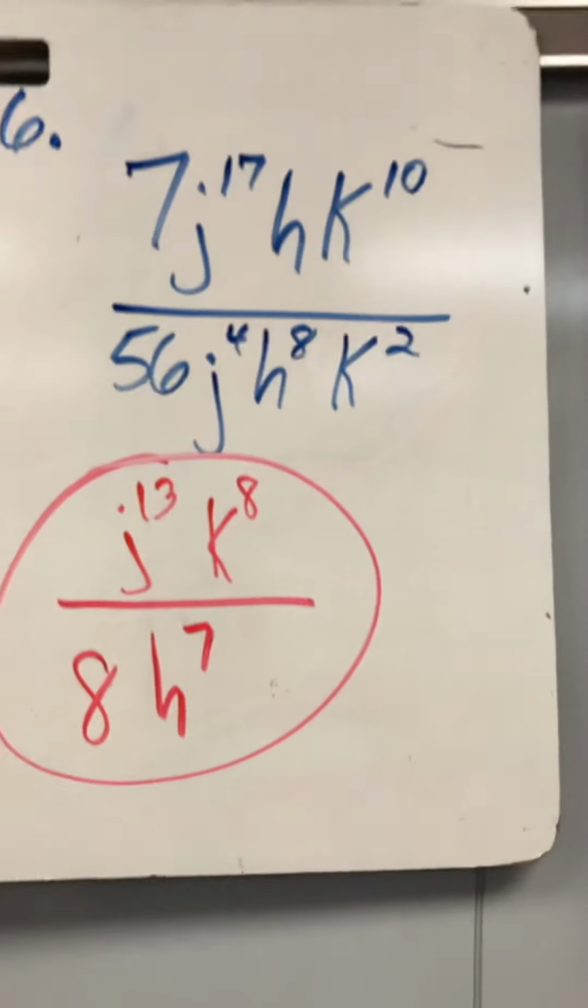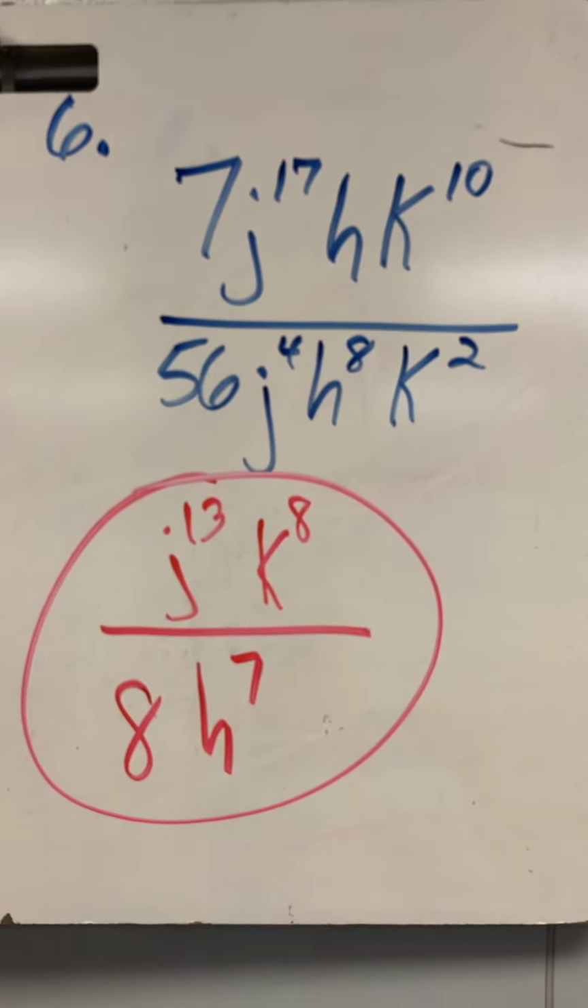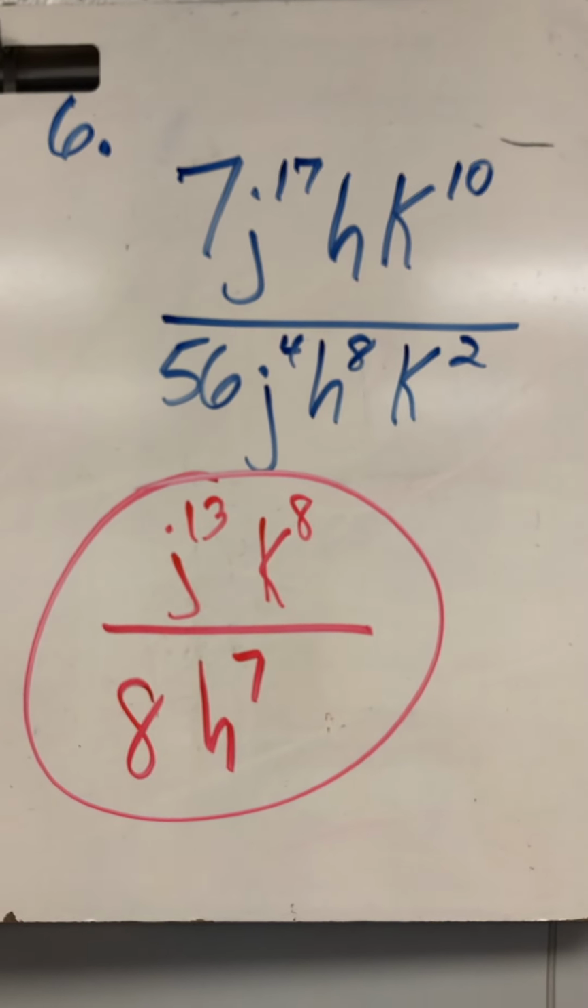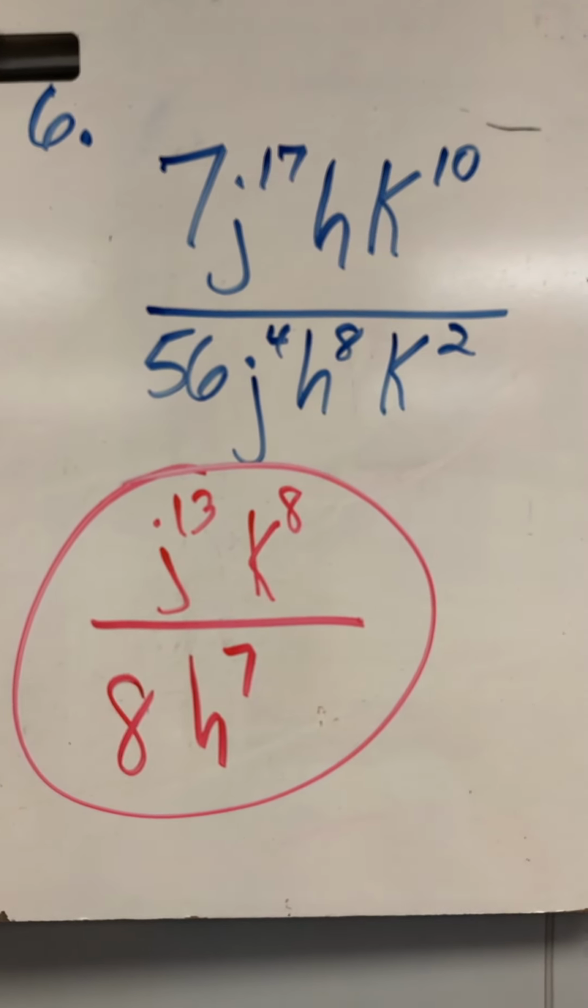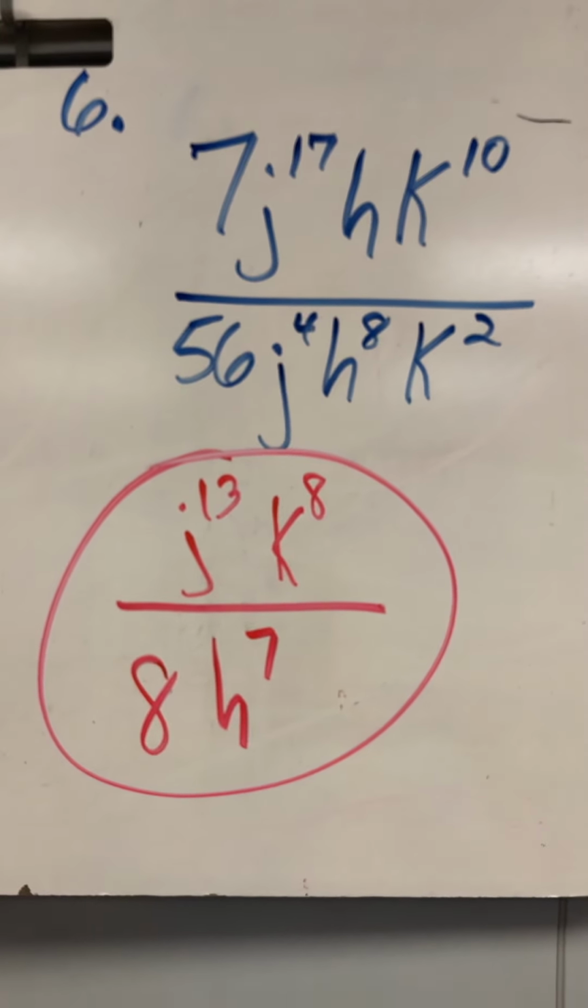7 over 56 is 1/8. You don't need the 1. J to the 17th, h, k to the 10th over j to the 4th, h to the 8th, k to the 2nd leaves you with j to the 13th, k to the 8th over h to the 7th.